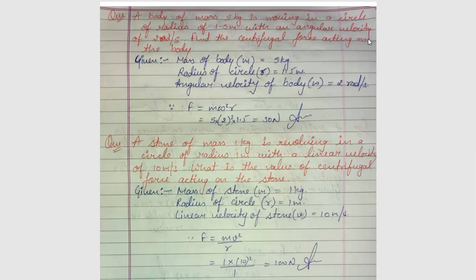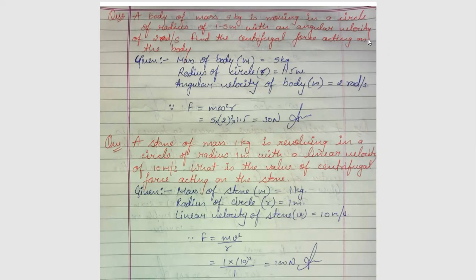Today we will discuss a topic from applied mechanics, which is motion-based numericals. The first question says: a body of mass 5 kg is moving in a circle of radius 1.5 meter with an angular velocity of 2 radians per second. Find the centrifugal force acting on the body.